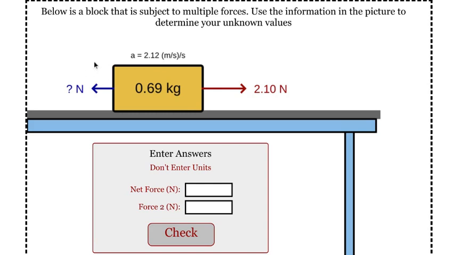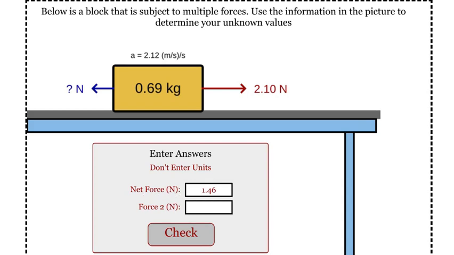meters per second squared. So I can just use Newton's second law, which is F equals ma, to figure out what the net force is by doing mass times acceleration. So when I do 0.69 times 2.12, I get 1.4628. So I'm going to write that in as 1.46, two decimal places. Don't write any units or letters. It's already got the unit there.